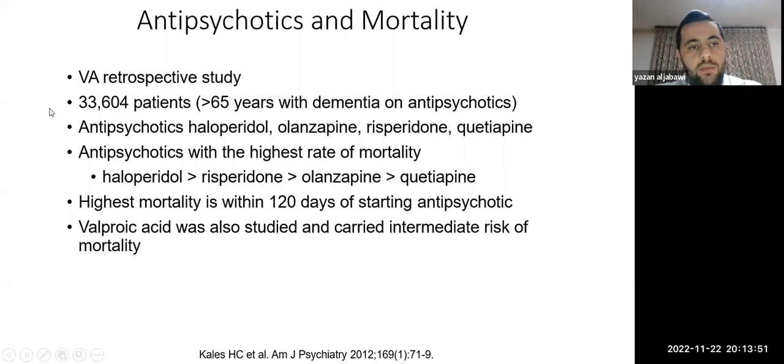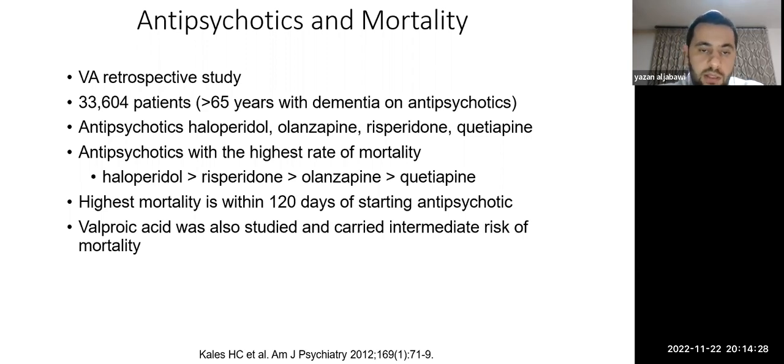Now, antipsychotics and mortality. This is another study demonstrating the mortality effect of antipsychotics in dementia patients with psychosis. It applied to 33,604 patients, all of them above 65 years old with a pre-established diagnosis of dementia. The antipsychotics observed were haloperidol, olanzapine, risperidone, and quetiapine.